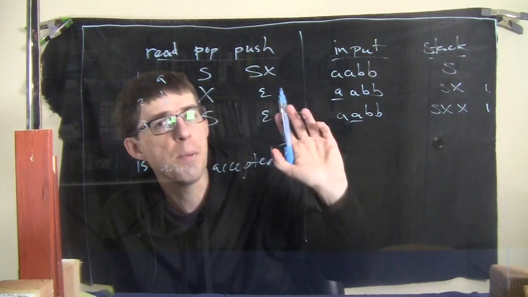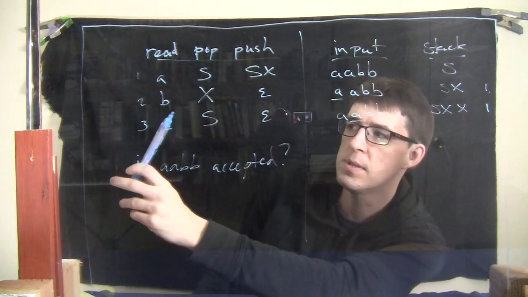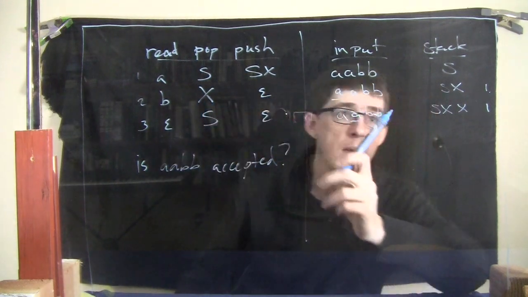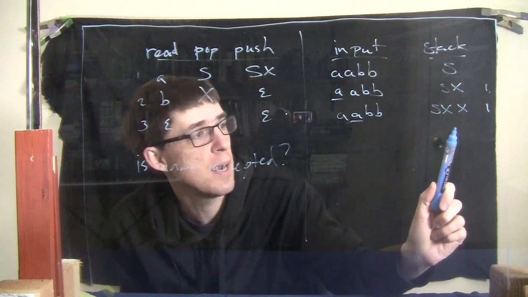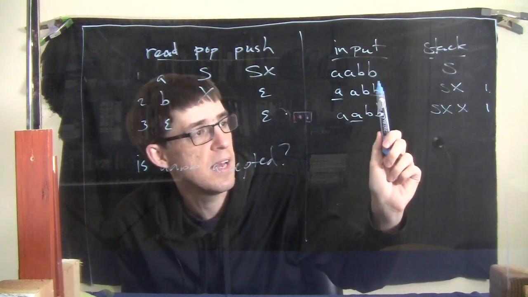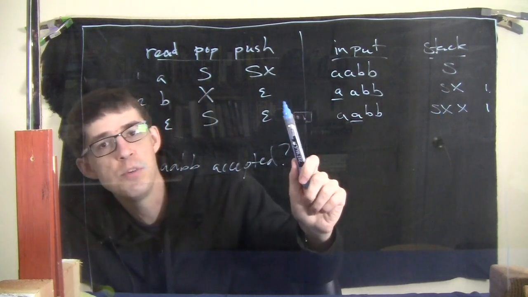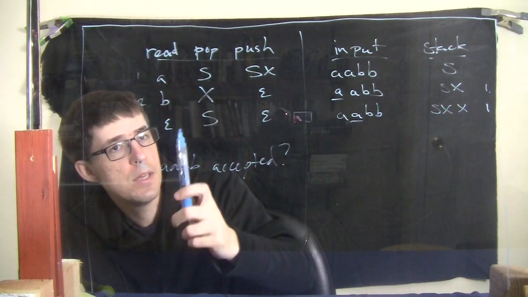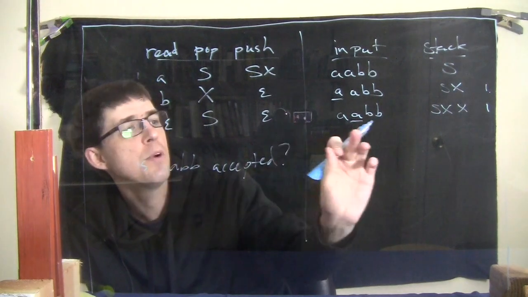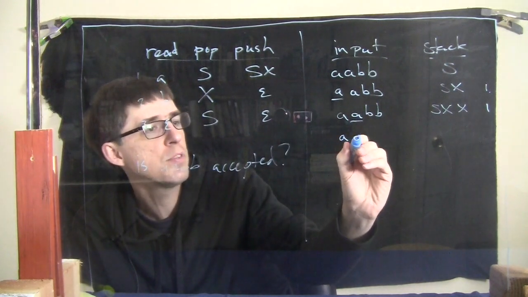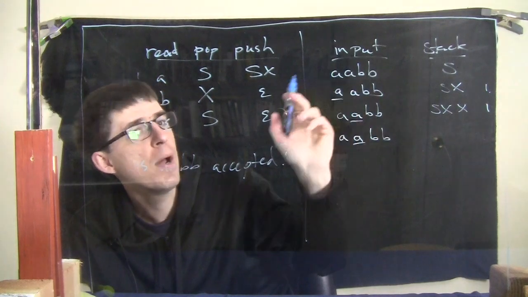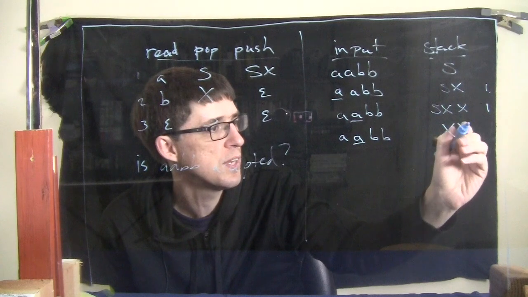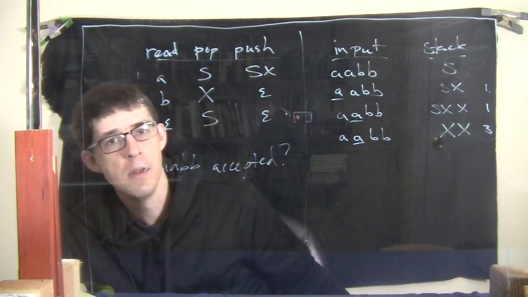All right, the next letter is a B. Now, my rule about reading a B says if you read a B, you can pop X off the top of the stack and push epsilon. But there is no X on the top of the stack here, right? The top of the stack is an S. So we cannot do rule number 2 at this point. I suppose the only thing we can do is rule number 3, which is the epsilon move. So I'm going to not change anything about the input string, but I'm going to pop S and replace it with nothing. So now the stack is just going to say XX, and that was rule number 3.